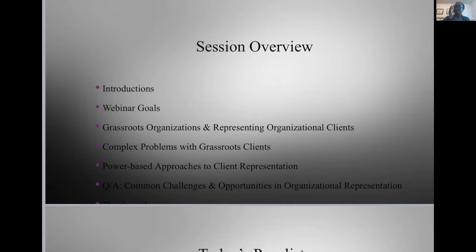And we will use Professor Bennet's framework of a complex or ill-structured problem, and think about problem solving in that context. Professor Hatcher will then talk to us a little bit about power-based approaches to client representation and a couple of tools that she provided that you received earlier. And then we will talk just generally about what are some of the common challenges and opportunities that you have seen in organizational representation, and particularly in the representation of the clients within the cohort. So that is the focus of today's session, and we will proceed in that order.